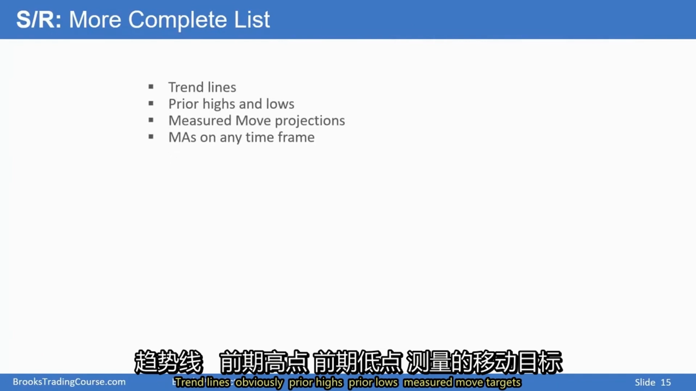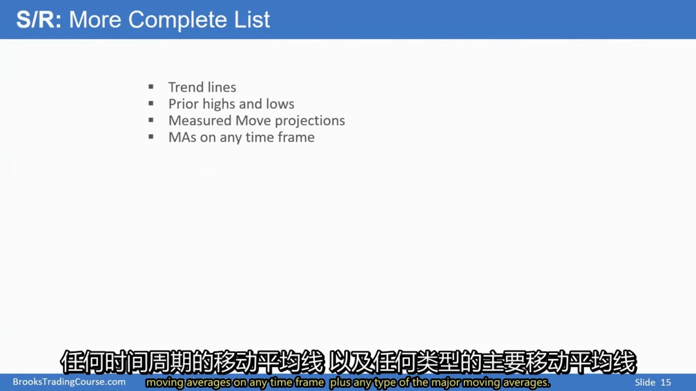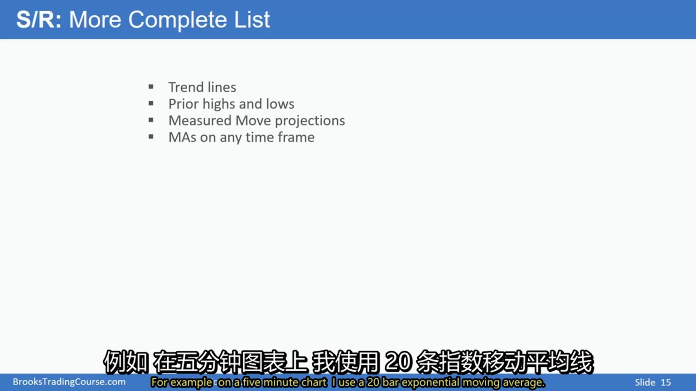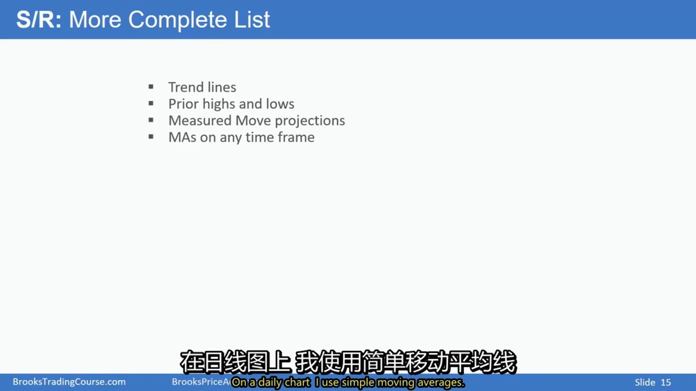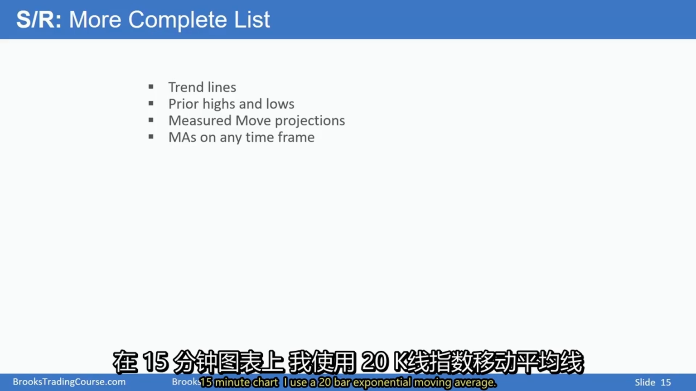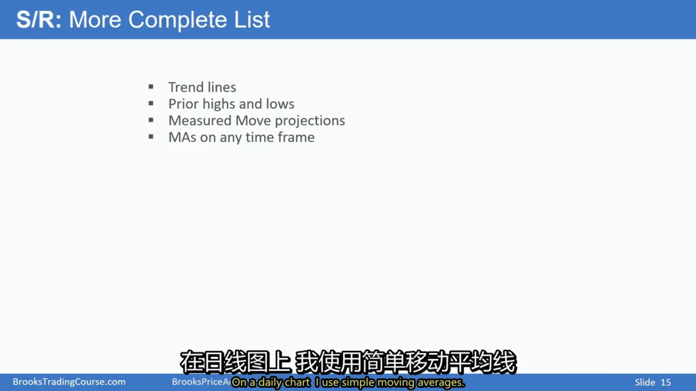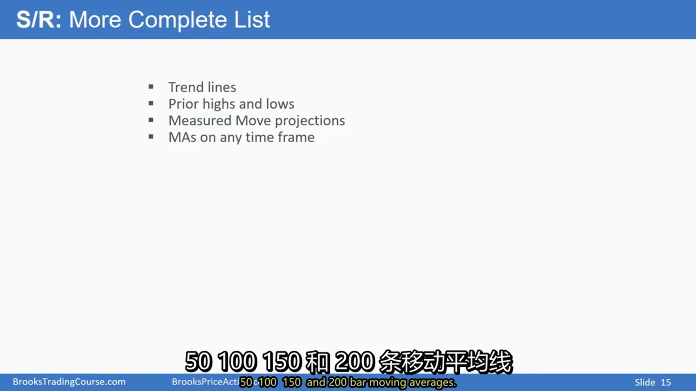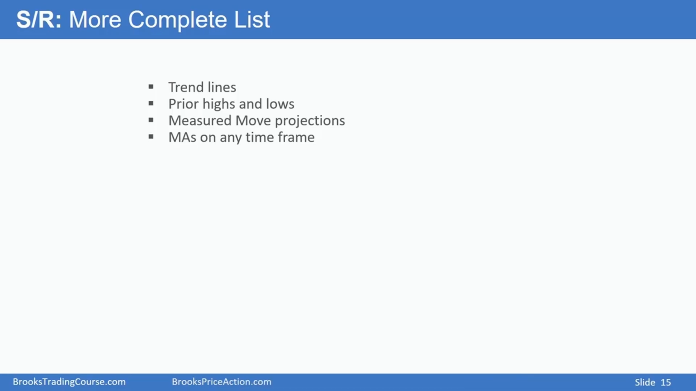Here is a list of support and resistance. Trend lines, obviously, prior highs, prior lows, measured move targets, moving averages on any time frame, plus any type of the major moving averages. For example, on a 5-minute chart, I use a 20-bar exponential moving average. On a daily chart, I use simple moving averages, 50, 100, 150, and 200-bar moving averages.